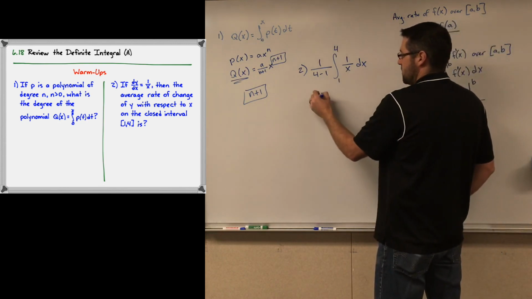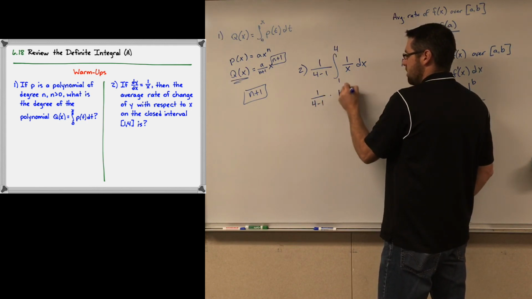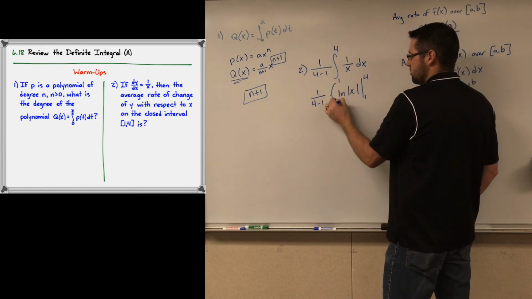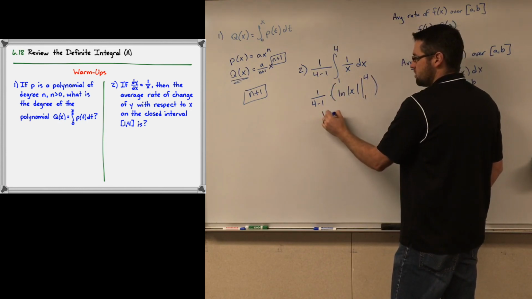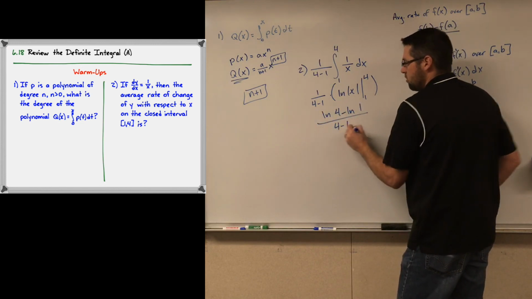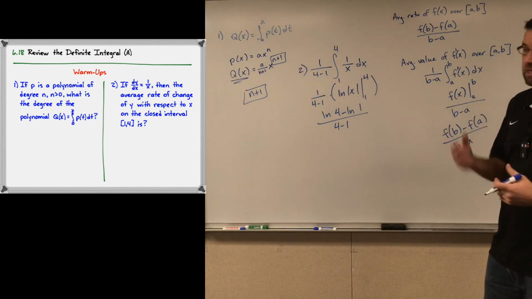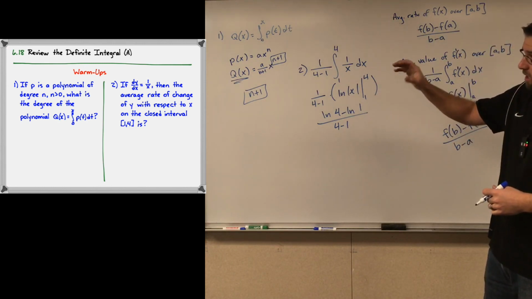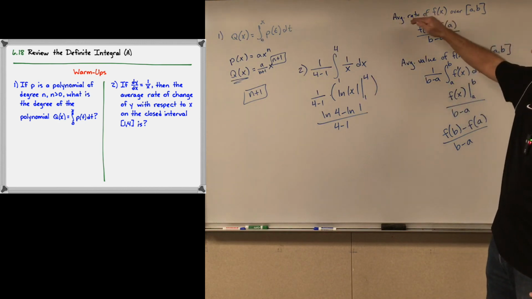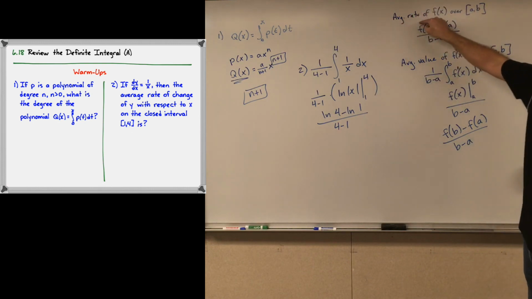So we would evaluate this as 1 over 4 minus 1 times the natural log of the absolute value of x, like we talked about before, evaluated from 1 to 4. I'm going to put this in parentheses because I want to do that first. So you end up with the natural log of 4 minus the natural log of 1, over 4 minus 1, which was the same thing as what we had before. But that connection needs to be made in the brain. You've got to let it sit and marinate for a little bit, because you need to understand that the average value of f prime is the same as the average rate of f.